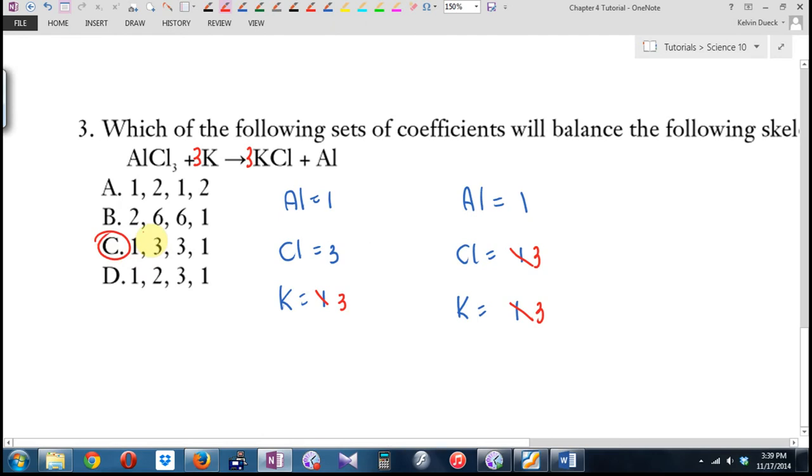Okay? That's how I can ask you, and on the provincial, that's how they'll ask you a multiple choice balancing equation. Or they might simply say, hey, what's the coefficient in front of the KCl? A, 1, B, 2, C, 3, D, 4. Okay? Gives you an idea.